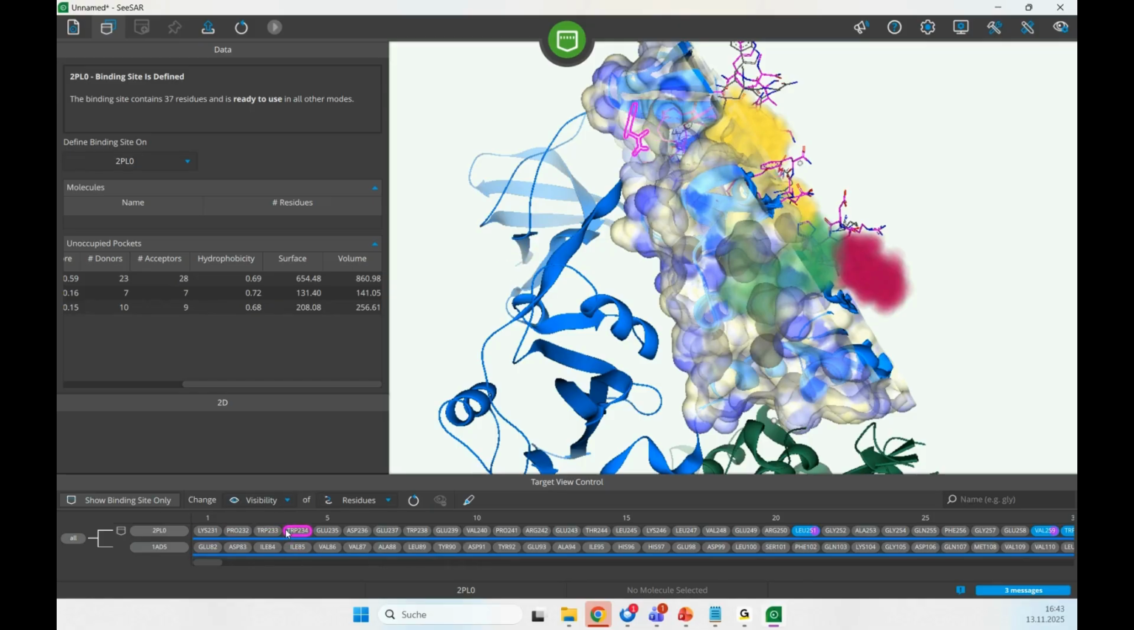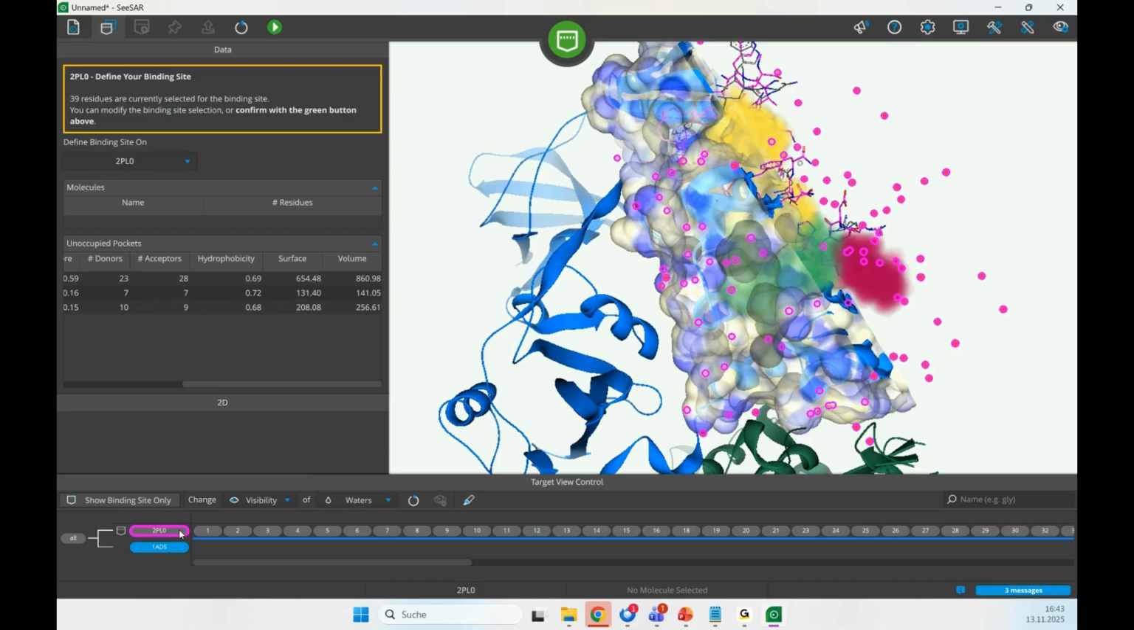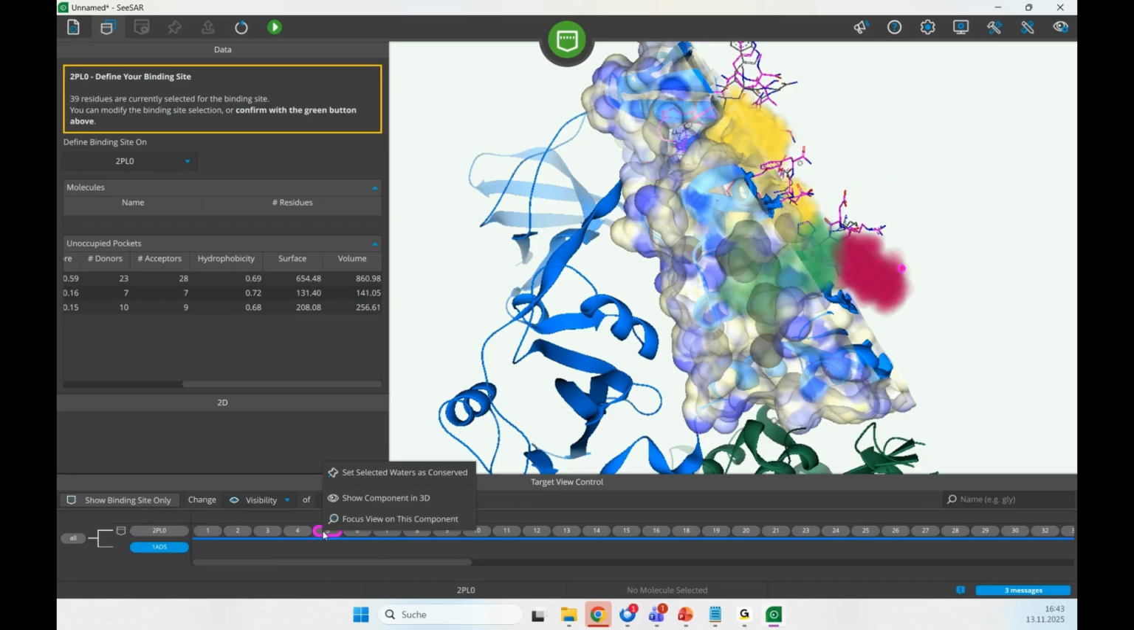If you are feeling extremely funny, you can also define your binding site manually by going through residues and adding them to the binding site one by one. Purple indicates that this is part of the binding site selection. Same goes also for water molecules. You can also strip off all water molecules from the binding site in the protein editor mode, or go through the water molecules you would like to include within the binding site. And it's also possible to conserve water molecules.